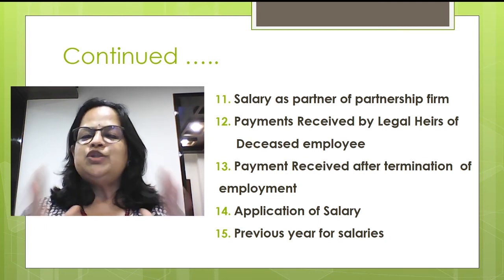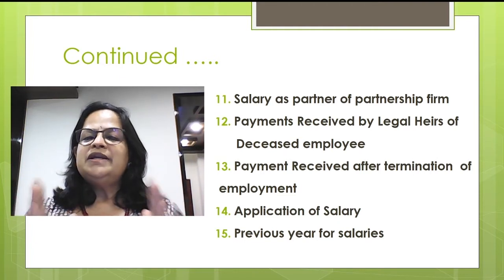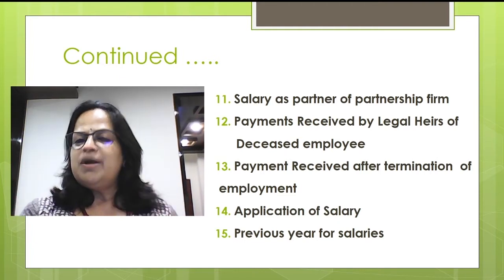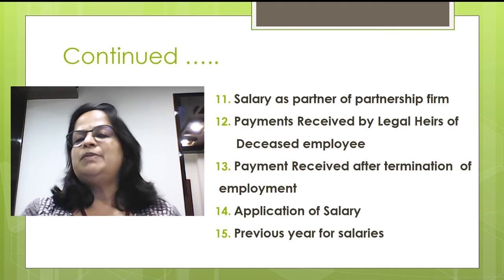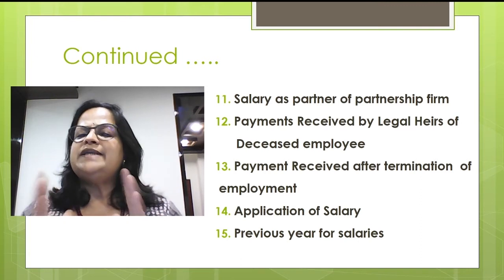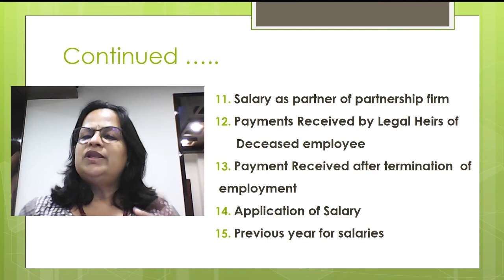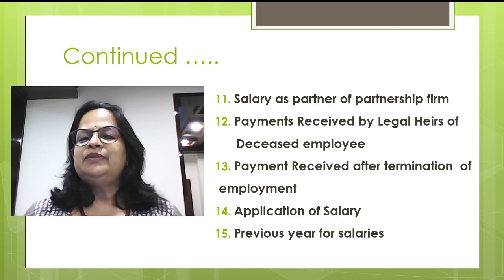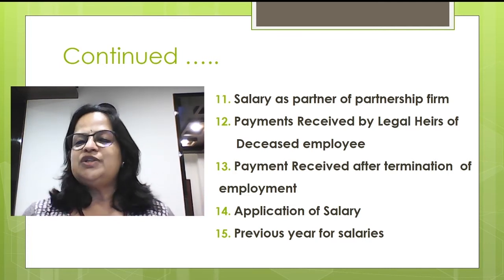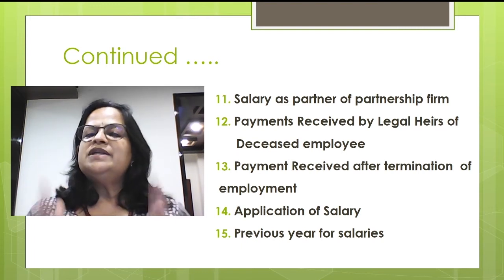Next point you have to remember, salary as partner of partnership firm. I told you when I taught you the concept of income that when a partner is getting a share of profit from partnership, it is exempted for the partner. The reason is that in our country, the rule is that there is no double taxation of income. Partnership firm has paid tax for the entire profit they made. So again, if the partners get a share after the partnership firm has paid the tax, it will be double taxation. So share of profit from partnership firm to the partners is exempted.